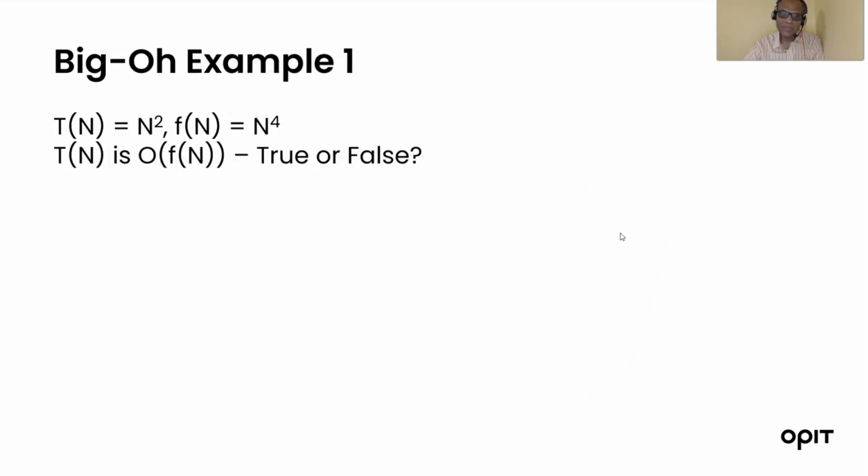Let's take a few examples to understand this concept. Let's say that T of n, our algorithm's runtime, is given by n squared. And there's another function given, f of n, which is n to the power of 4. The question is, T of n is big O of f of n. Is this statement true or false? To go about doing this analysis, we will take the same approach we had taken on the previous slide to understand the definition of big O. We'll go ahead and plot a graph.